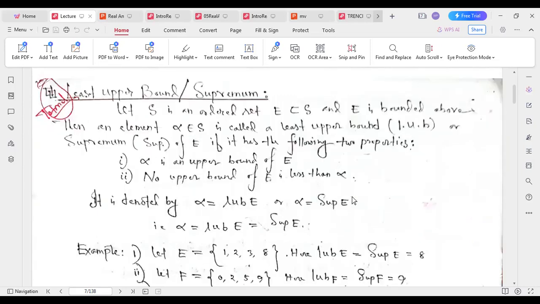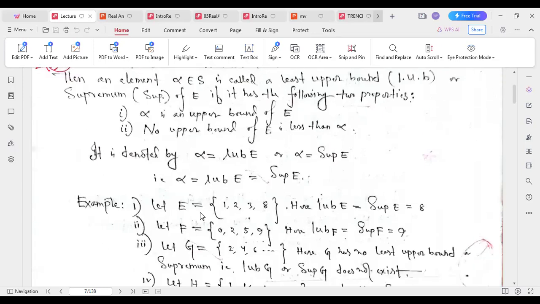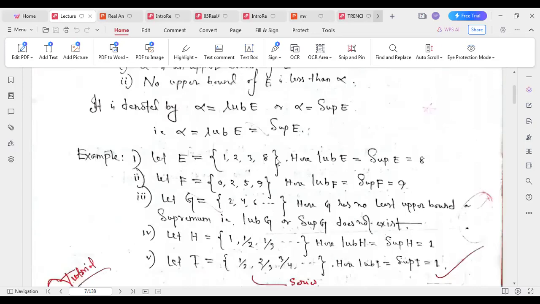Now what will be the least upper bound or supremum? Let S be an ordered set, E a subset of S that is bounded above. Then an element alpha belongs to S is called a least upper bound or supremum of E if it has the following two properties. Alpha is an upper bound of E, and no upper bound of E is less than alpha. This is denoted by alpha equals least upper bound of E, or alpha equals supremum of E. For example, let E equal {1, 2, 3, 8}. Here the least upper bound of E will be the supremum of E, which is equal to 8.